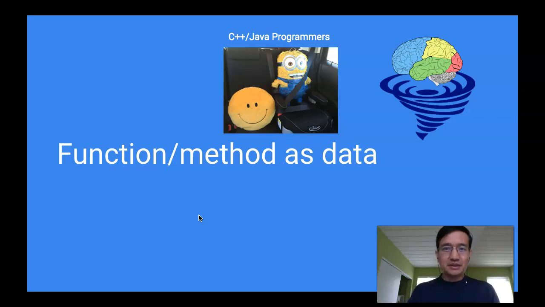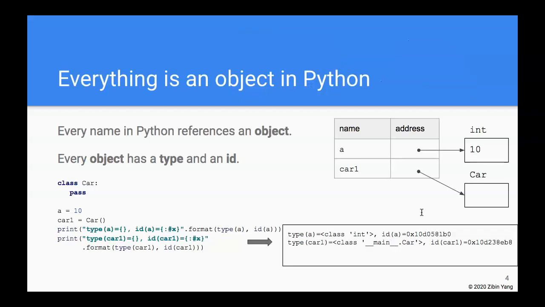Hi, in this video, we're going to talk about the idea of functions as data. Now, this could be a little unconventional for people who are more used to languages like C++ or Java. Now, we've mentioned multiple times that in Python, everything is an object.